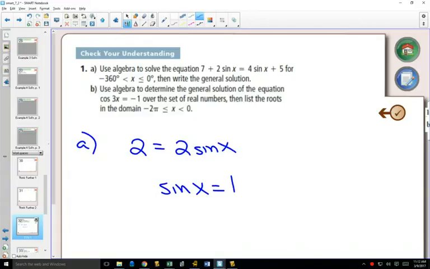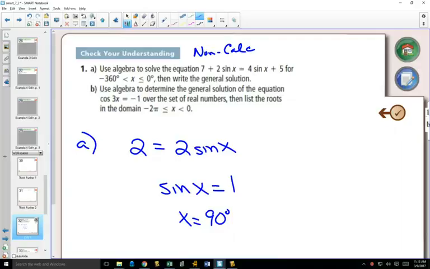Now this question would be a non-calculator one if it came up on your final exam. So that means when we got sine x by itself, we should be able to do this without our calculator. Is the value of 1 on your unit circle, on your pie plate? What angles for sine, remember sine is your y-coordinate, what angles do you get? Just 90 degrees, okay?